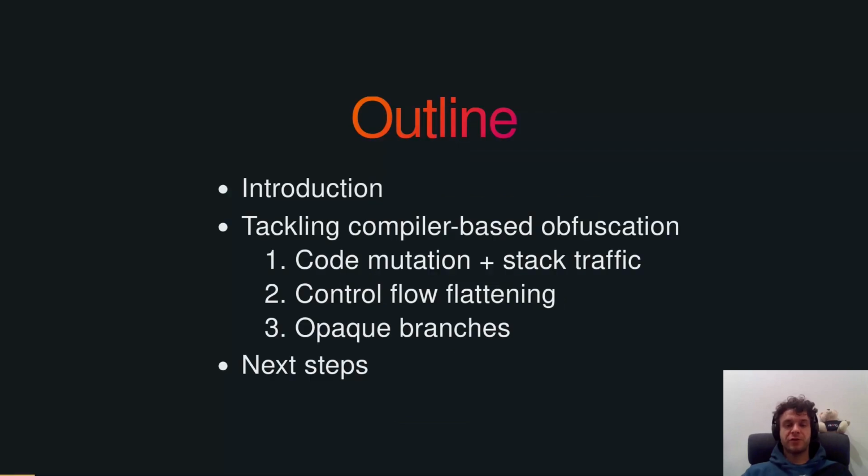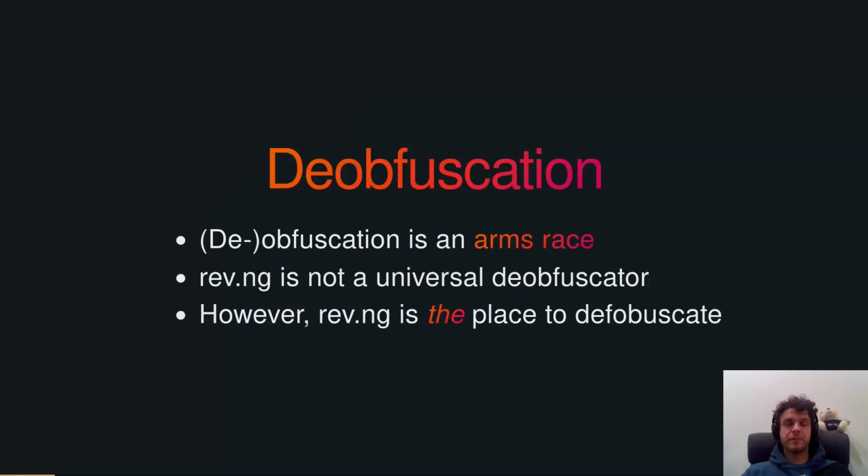I'm going to start with a quick introduction to set the scene, and then I'm going to move on with 3 different examples with increasing complexity of different compiler-based obfuscation techniques that can be tackled with revenge today. I will close with the next steps, with an outlook on what you can do with the output generated by revenge on obfuscated binaries. So, obfuscation, first of all, it's an arms race.